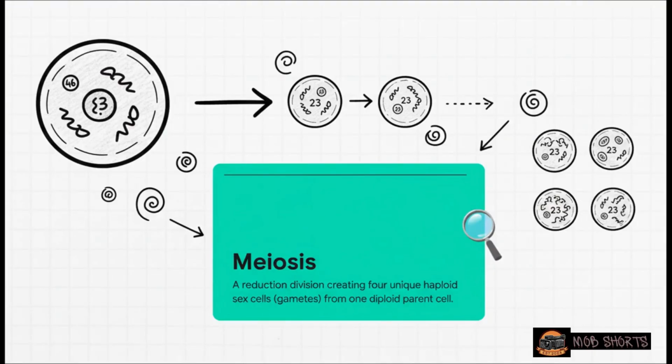And this is really the heart of it. Meiosis is what we call a reduction division. We start with one cell that has 46 chromosomes, a diploid cell, and we put it through 2 rounds of division. What comes out on the other side? 4 haploid cells, each with just 23 chromosomes. And here's the kicker. Every single one of them is genetically unique.